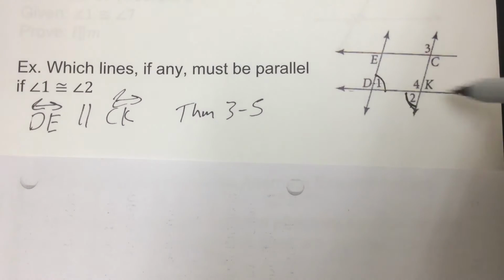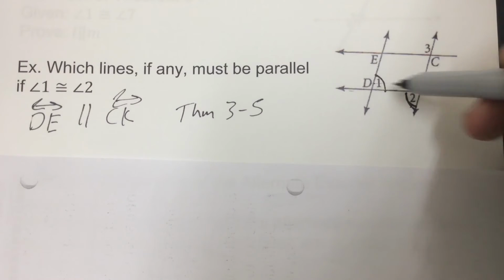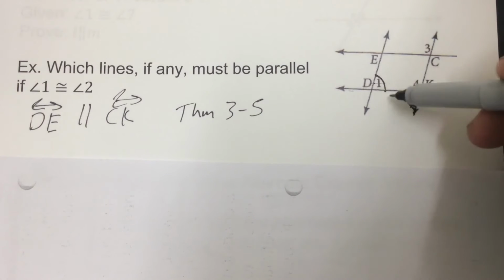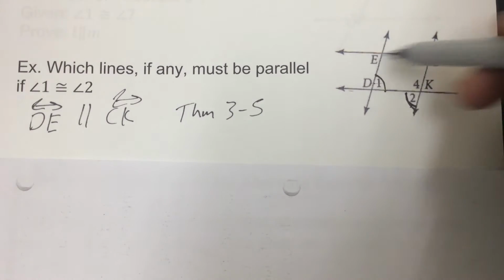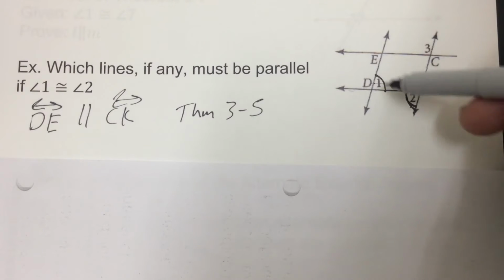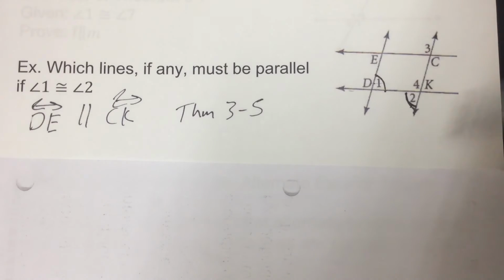So EC and DK. Well, our angles 1 and 2 don't touch anything with EC, so knowing these two angles are congruent can't relate anything to EC. What we would need to know is something involving 4 and 3 or 2 and 3. We need to have more information before we could say that DK and EC are parallel. They might be, but right now we don't know enough. All we know is with 1 and 2 being congruent, that ED and CK can be parallel.